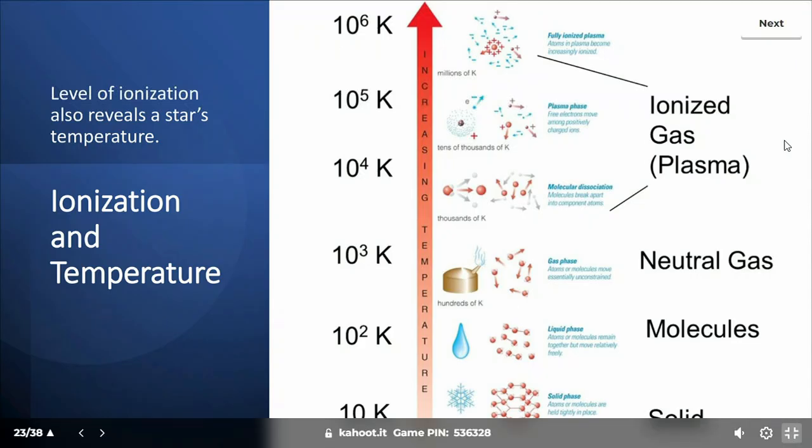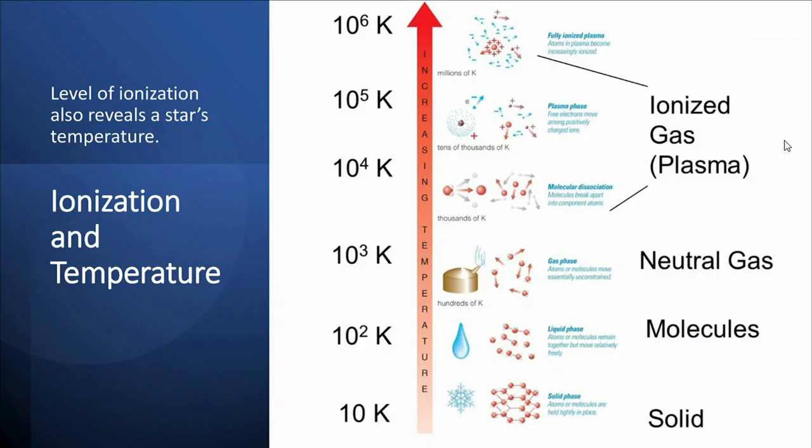So the level of ionization of these different elements will tell you the temperature of the surface of your star. So obviously the lowest temperature you have solids, liquids, and gases. And then as you keep increasing the temperature, you can ionize gases, which is what a plasma is, and you'll get different types of chemicals that will become ionized.